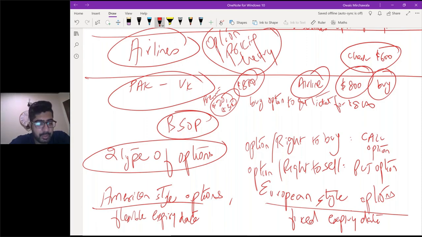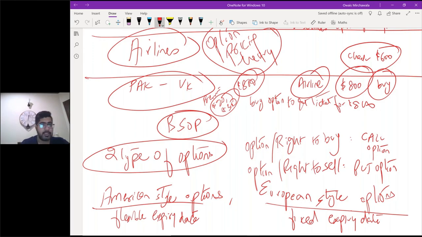Like for example, someone is giving you an option, a right to buy or sell something. That option won't last forever. It would have some time period, 2 months, 3 months, 6 months, 8 months, 1 year. American style options have a flexible expiry date. Okay, the date is 2 months. It expires in 2 months, but we can settle anything earlier as well. Whereas European style options have a fixed expiry date. 2 months means it would be exercised right at the end of 2 months.